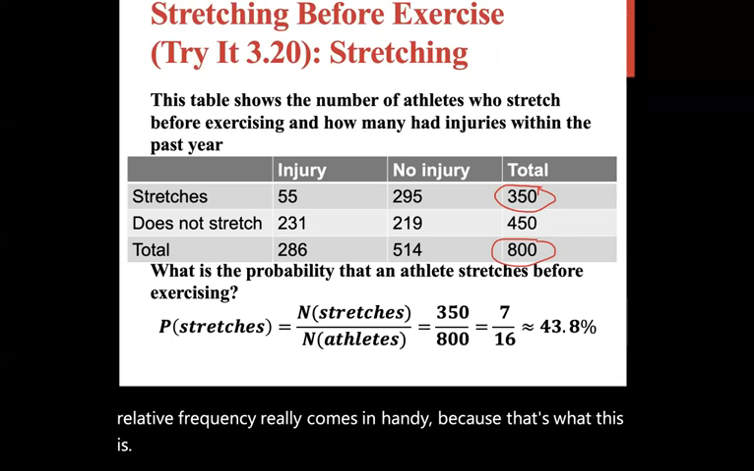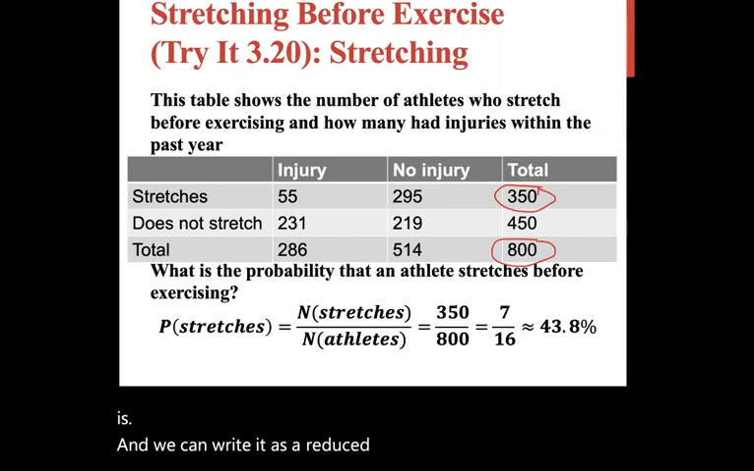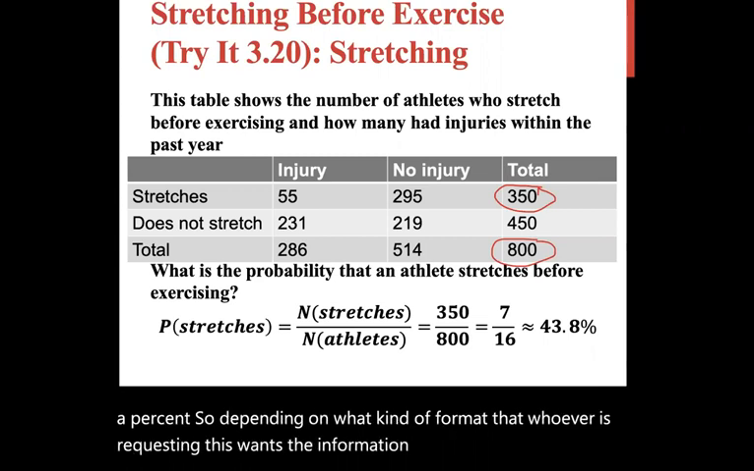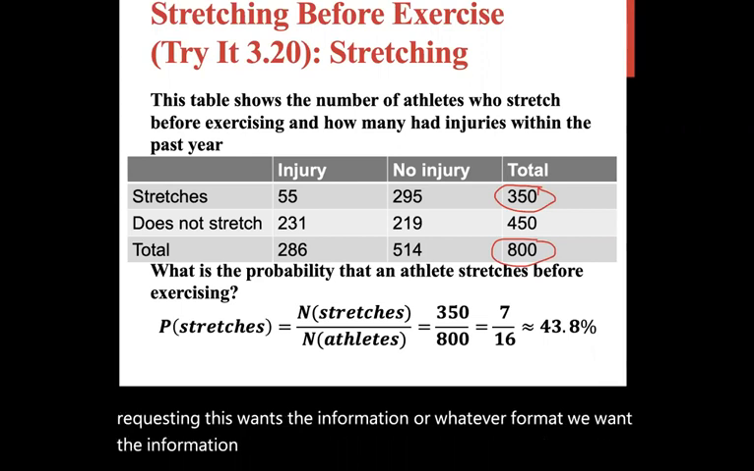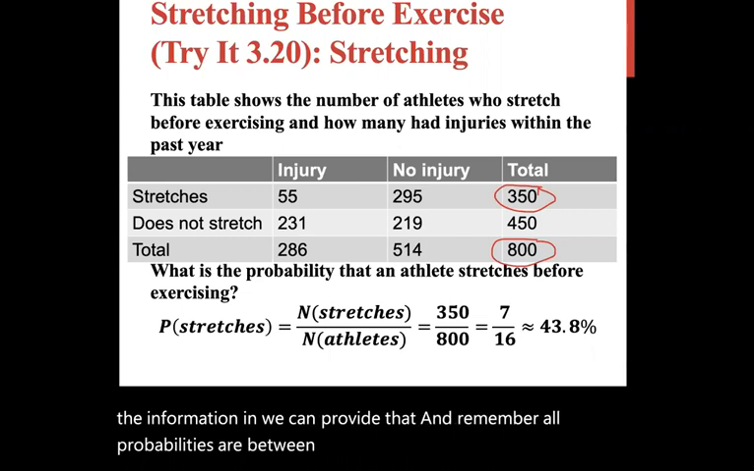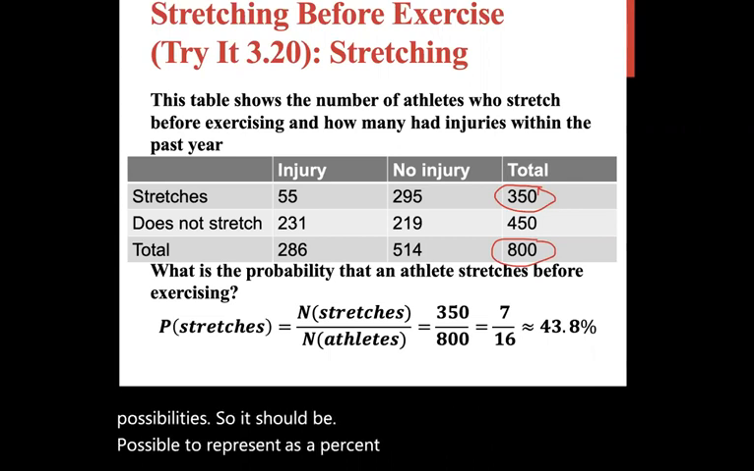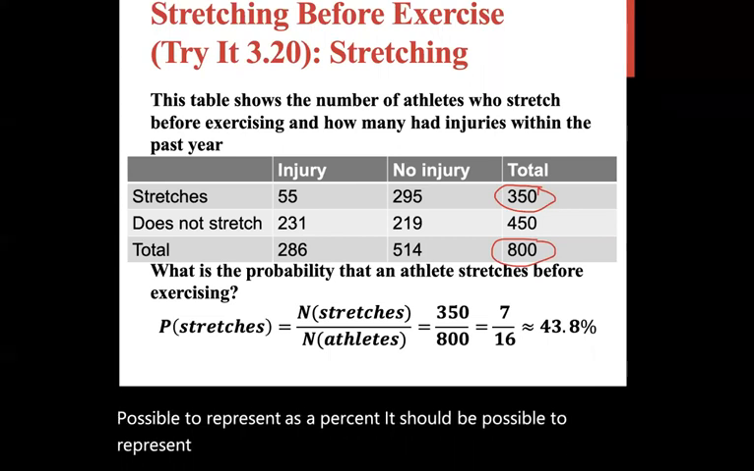And we can write it as a reduced fraction. We could also write it as a percent. So depending on what kind of format whoever is requesting this wants the information in, or whatever format we want the information in, we can provide that. And remember, all probabilities are between 0 and 1, including 0 or 1 as possibilities. So it should be possible to represent as a percent. It should be possible to represent as a proper fraction. If you don't see that, then there must be an error.